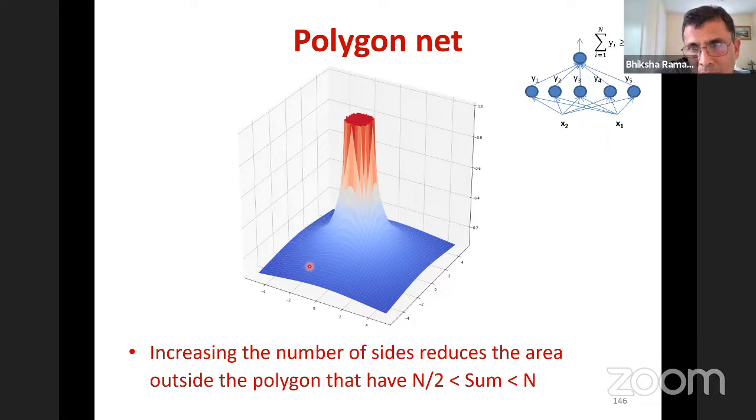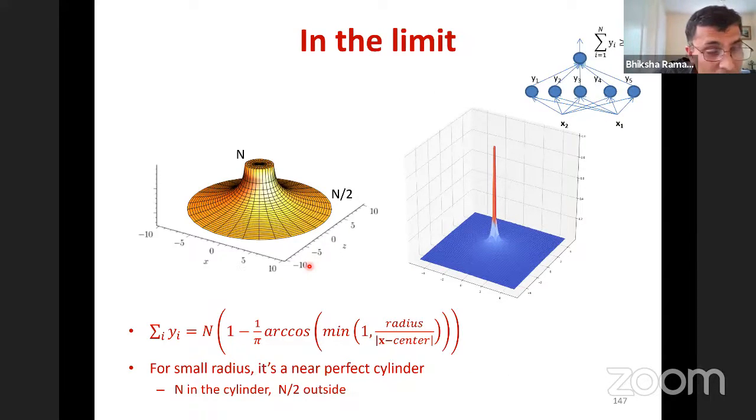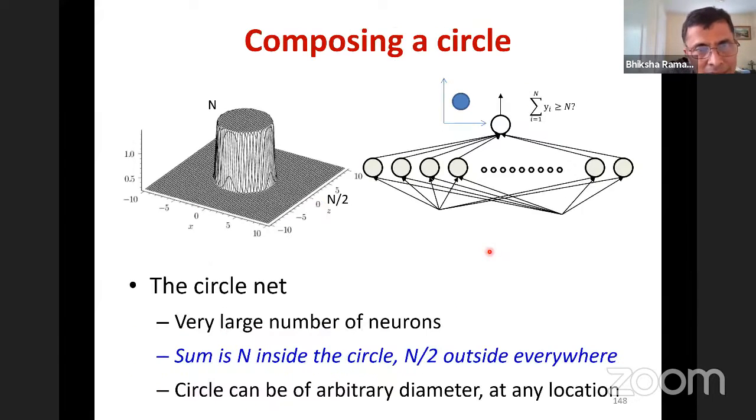Yeah. So in the limit, you can actually work out the formula, right? This is what it's going to look like. As n tends to infinity, if you sum the outputs of all of these hidden layer neurons, the sum is going to end up looking like this with a perfect, almost perfect circle on top where the sum is n, and then it's going to fall off very quickly to n over 2, according to this formula. And for small radiuses, this figure is going to be almost perfectly a cylinder, where the sum is n exactly in the cylinder, and exactly n over 2 outside.